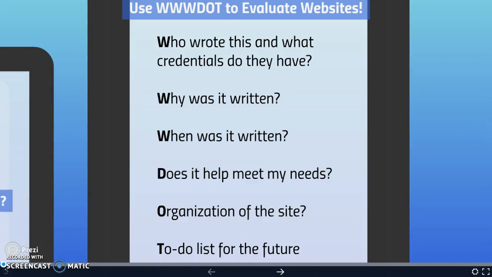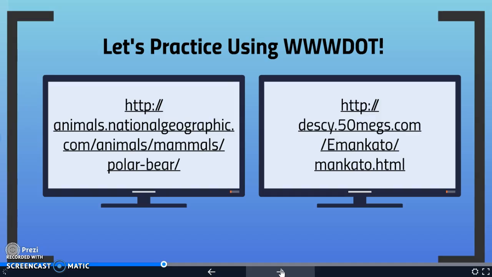We can use WWWDOT as an acronym to remember website evaluation criteria. It stands for who wrote this and what credentials do they have, why was it written, when was it written, does it help meet my needs, organization of the site, to-do list for the future. Now let's practice using WWWDOT on two different websites.